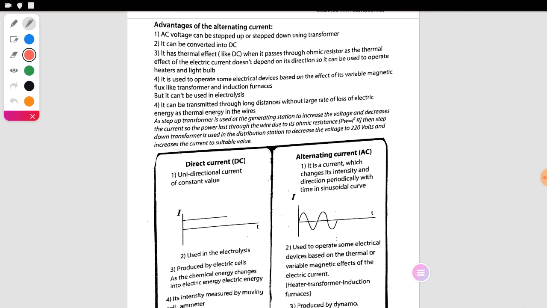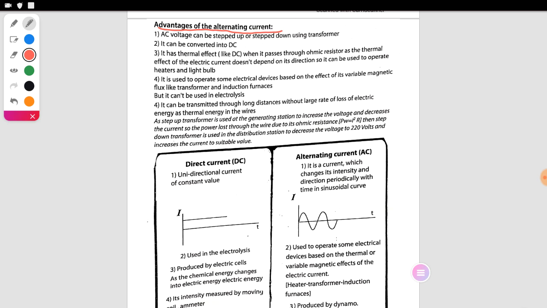What are the advantages of the alternating current? Number one, voltage can be stepped up or stepped down using a transformer, while direct current is fixed; we cannot step it up or step it down. Alternating current can be converted into direct current, but direct current cannot be converted into alternating current.